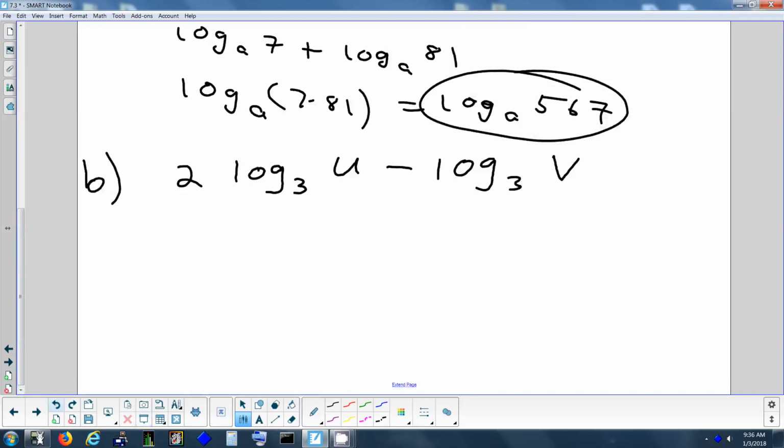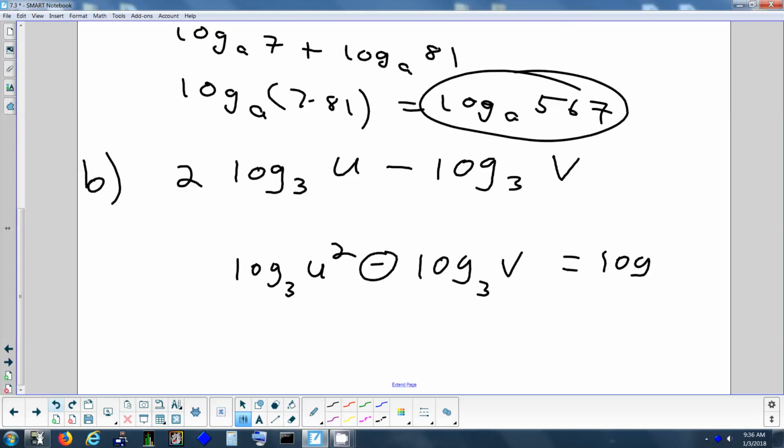Okay, Ileana, what would be the first thing I would do here? Put the 2 back as an exponent. Yep, put the 2 back as an exponent. So we've got log base 3 of u squared minus log base 3 of v. And Hayden, when I recombine these, how's it going to recombine? As a sum or a fraction? Fraction. Right, this is going to be a fraction because of that minus sign.